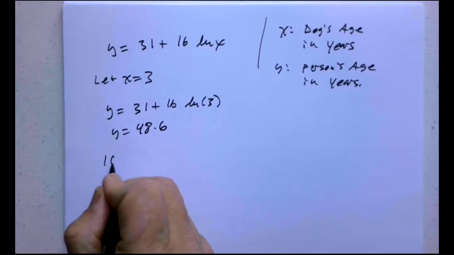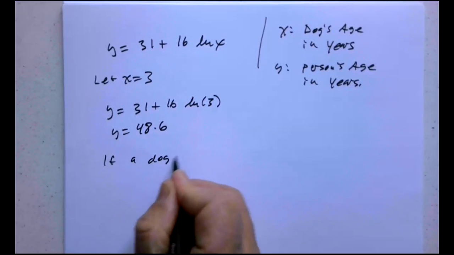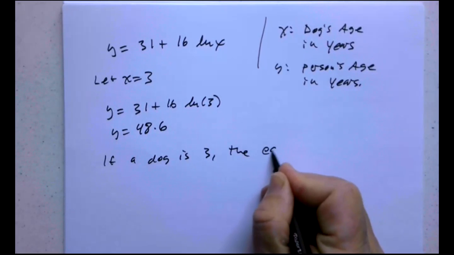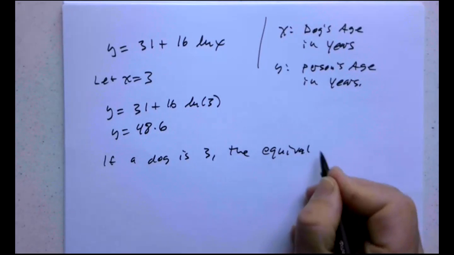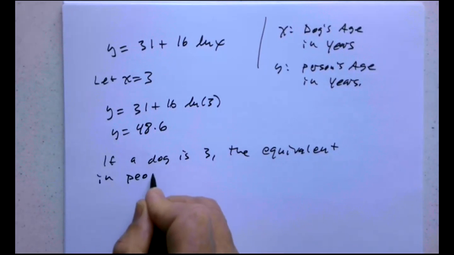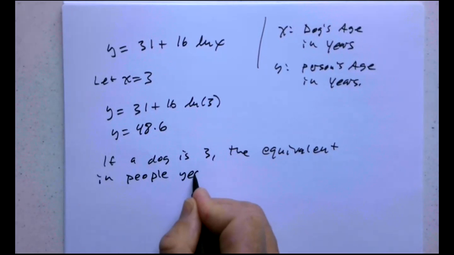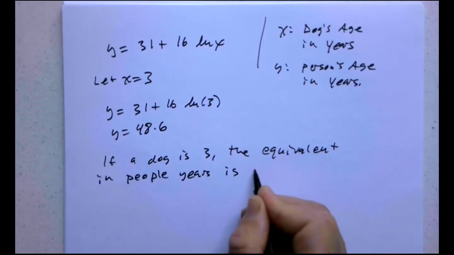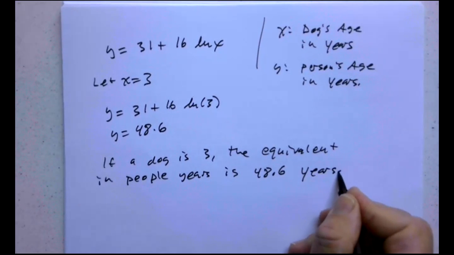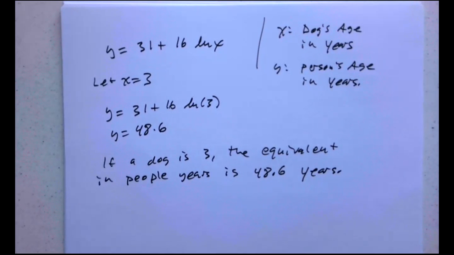So if a dog is 3, the equivalent in people years is 48.6. My dog's not going to be happy about that. Based on 7, it would have just been 21. So from a young adult to middle age, I guess, is how this model has changed.